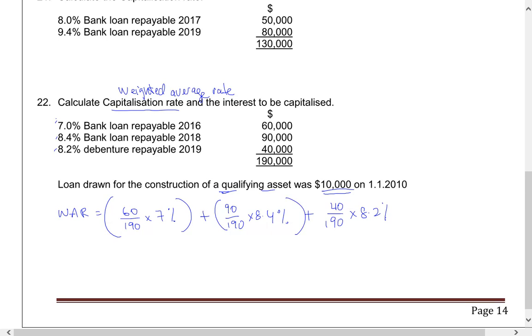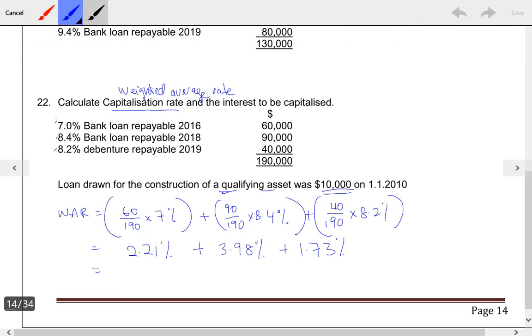You don't convert into 0.7, no need, just take 7. 2.2. 2.21. 9 over 19. 3.98. 1.73. 7.93.